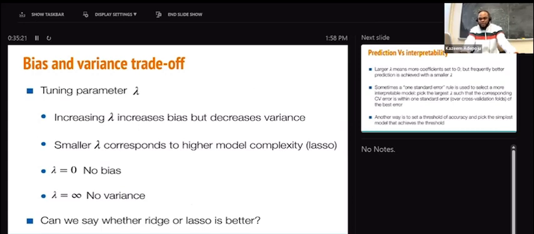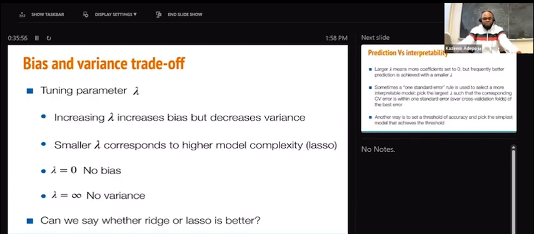Now, I think I just explained this. When lambda equals 0, no bias. When lambda equals infinity, no variance. Take a look at that. And increasing your lambda increases bias, because when you are increasing your lambda, you are eliminating a lot of variables. That is the meaning. We actually increase the bias, but in a way, we decrease your variance. Take a look at that.